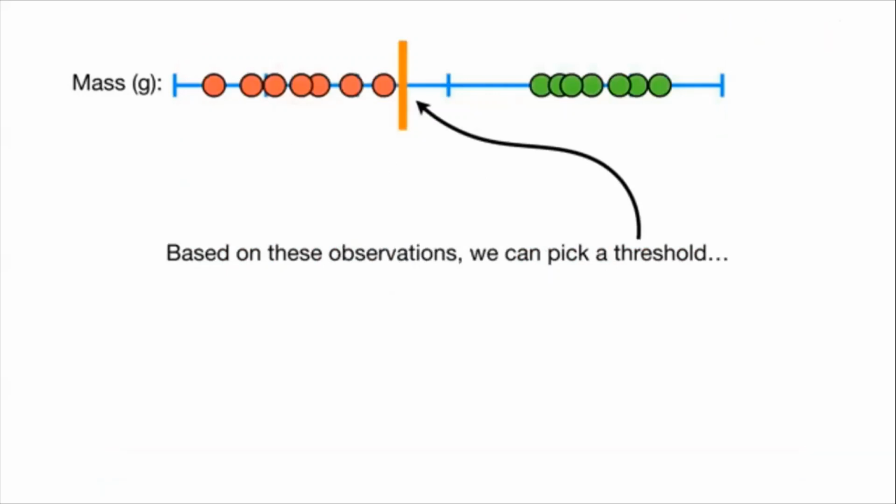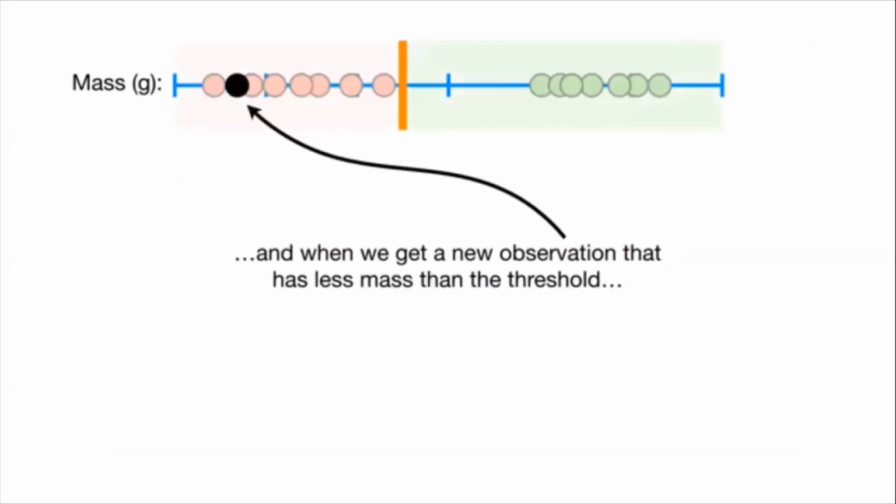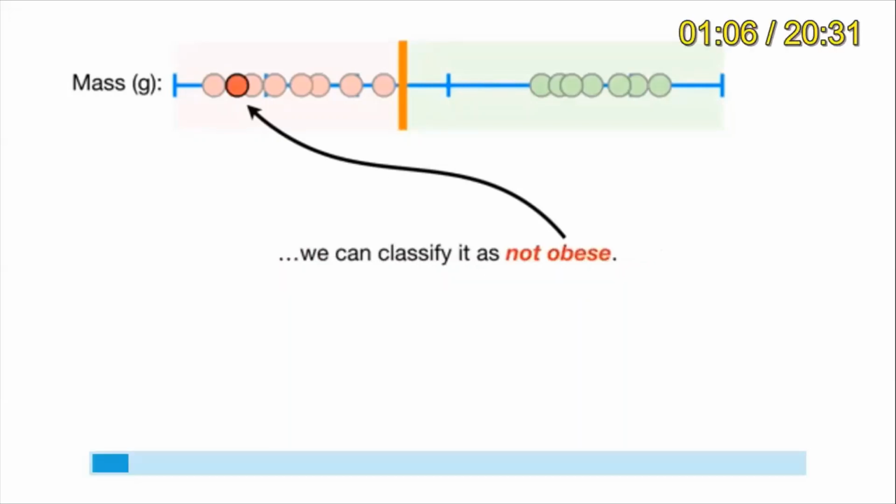Now, what's the problem? This looks cool enough, but what's the problem with this particular threshold value? Imagine we get a new observation which is right of the threshold. We classify it as obese. If we get an observation which is left of it, we classify it as not obese. It's as simple as that.